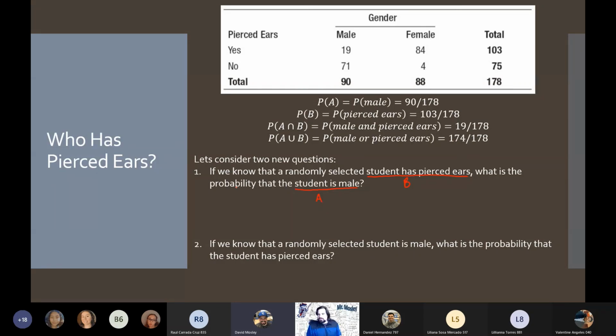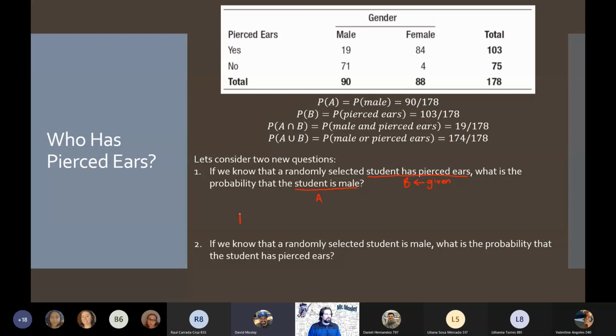So Joanna, Esmeralda, Lally, and Fernando, you are correct. Statement B is the given information. That is what we know. It says, if we know that a randomly selected student has pierced ears, so we've selected someone who has pierced ears. We already know that. That is given information. What are the chances that that student who has pierced ears is male?